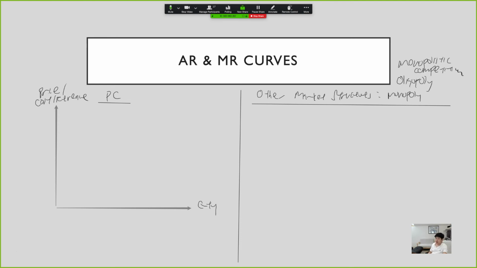For your PC, your AR curve is also equal to your MR curve, and this is also your demand curve. It's just a horizontal line. Why? Because your PC firm is a price taker, so there is only one price. That's why your demand curve equals your AR curve equals your MR curve. Very straightforward.